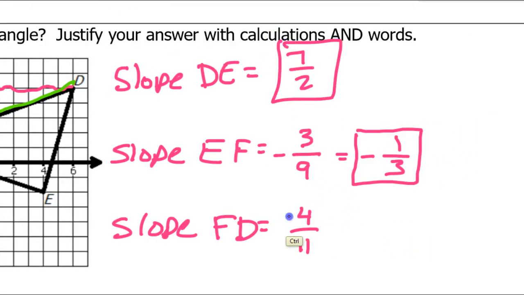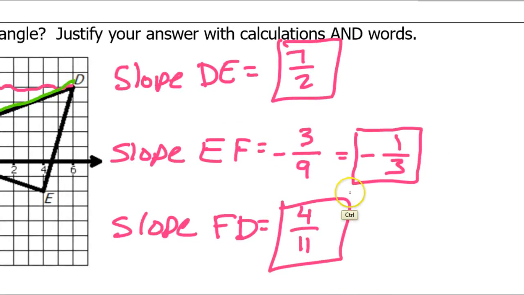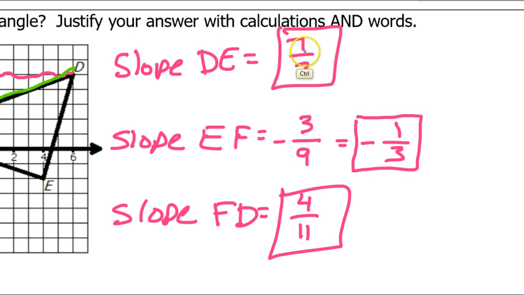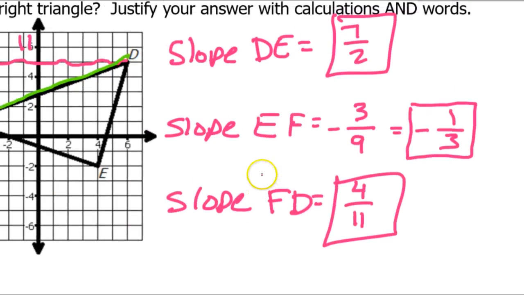We have 7 over 2, 4 over 11, and -1/3. Ignoring the negative sign for a second, because remember, we were looking for ones that are opposite and reciprocal, let's start with reciprocal. The reciprocal of 7 over 2 is 2 over 7. I don't see that. The reciprocal of 1/3 is 3 over 1, or 3. I don't see that. The reciprocal of 4 over 11 is 11 over 4. I don't see that. So none of these are even reciprocals of each other. So they're definitely not opposite and reciprocal. So therefore, none of these are perpendicular lines.